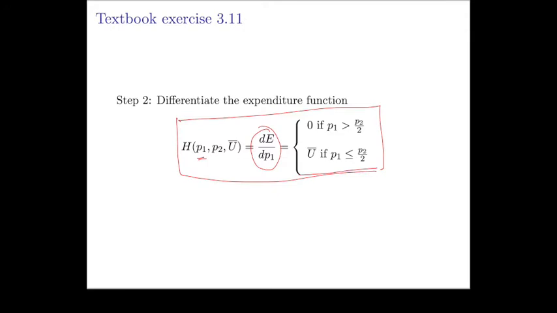So if P1 is bigger than P2 over 2, then Hicksian demand, or the compensated demand for good 1, is 0. If P1 is less than or equal to P2 over 2, then Hicksian demand, or compensated demand for good 1, is U bar. So that's how you find the compensated demand for a given pair of prices and a utility level.